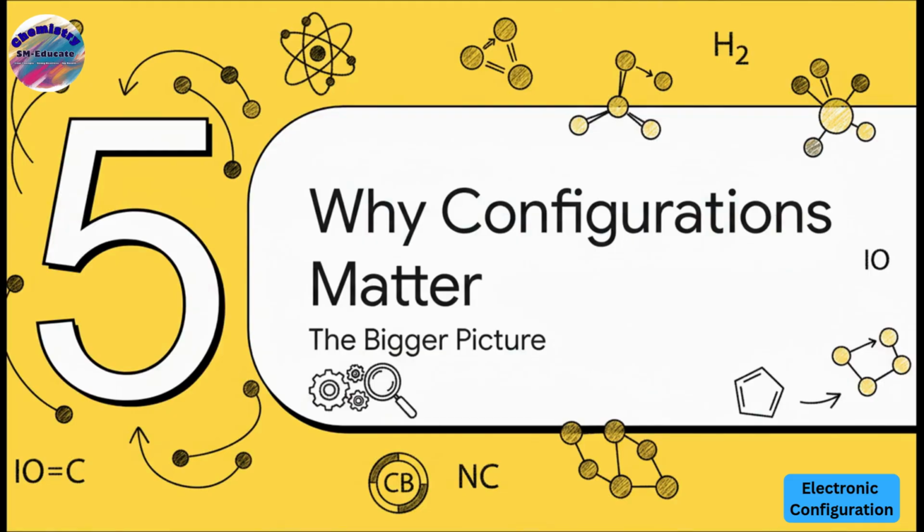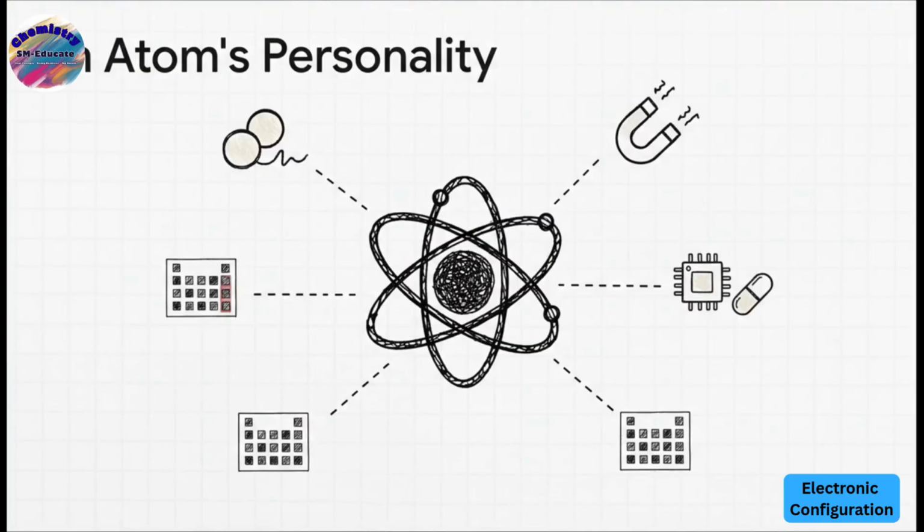So we've learned the rules, we've written out some of these configurations, but let's ask the big question. Why? Why is this one of the most important concepts you'll learn in chemistry? What is the bigger picture? Well, an atom's electronic configuration basically dictates its entire chemical personality. It's the reason that elements in the same column of the periodic table act so much alike. It's because their outer shell configurations are similar. This one idea explains everything, from how reactive an element is, to how big it is, to its magnetic properties. This knowledge is literally the foundation for creating everything from the silicon chips in our phones to life-saving medicine.